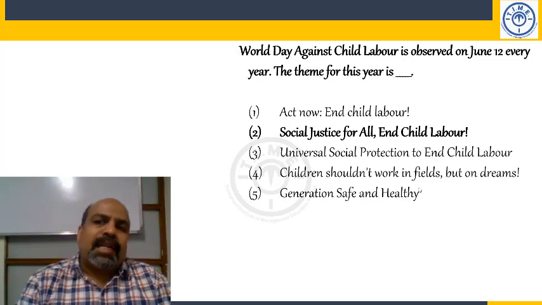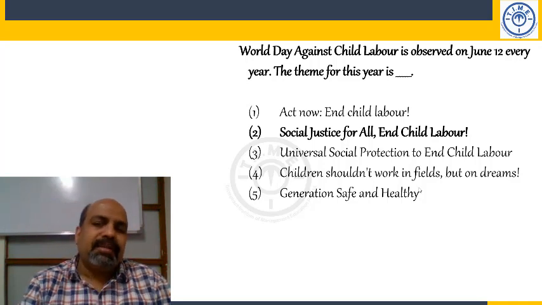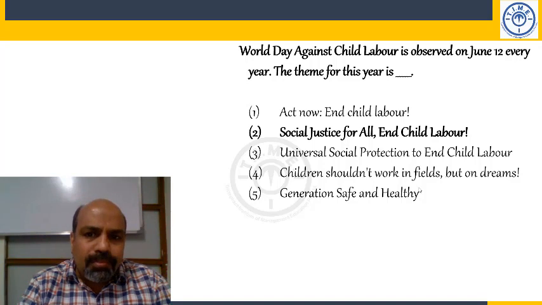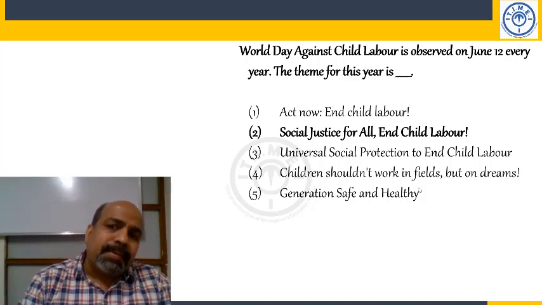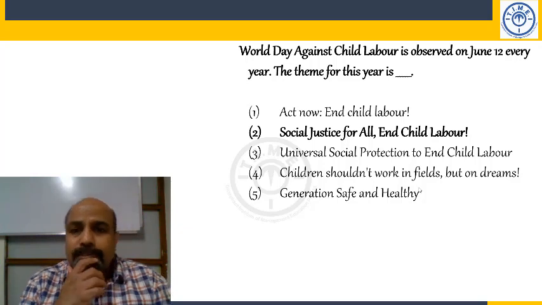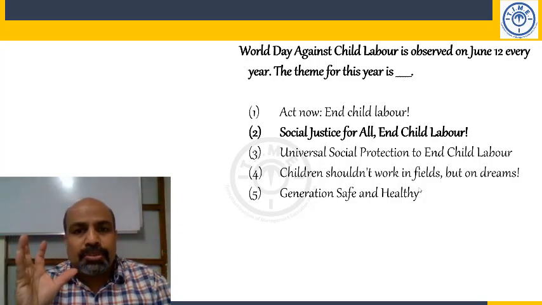The World Day Against Child Labor is observed on June 12th every year. The theme for this year is Social Justice for All and End Child Labor. Very tough. Anyway, this is June 12th. Right, 2-3 days in June.